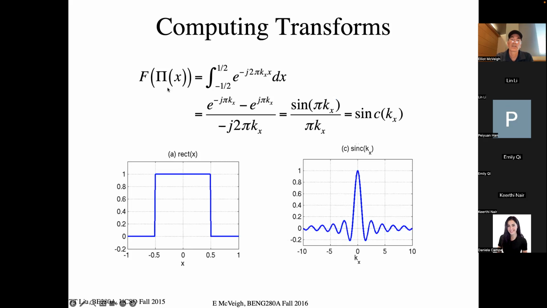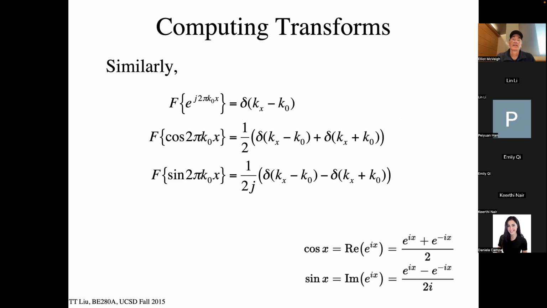Here's the Fourier transform of the rectangle. When we work it out, we get this function. So it's sine x over x. And it looks like that. You can see why this is a really important function, being the Fourier transform of a rectangle. Sometimes called a sombrero function.